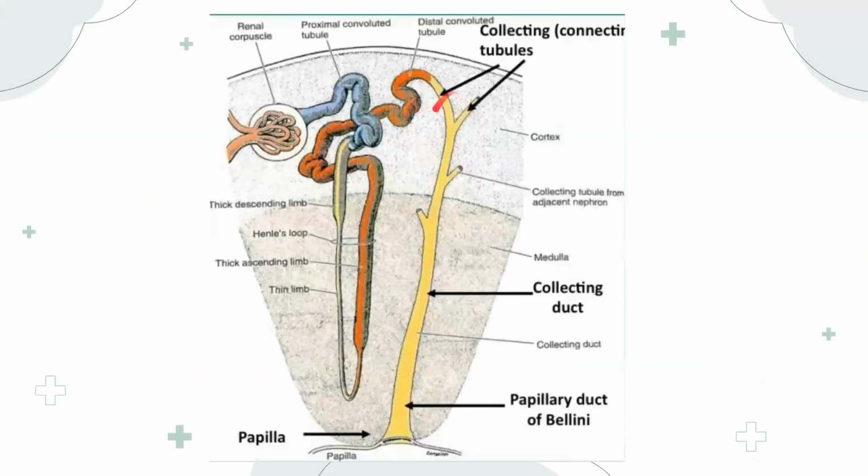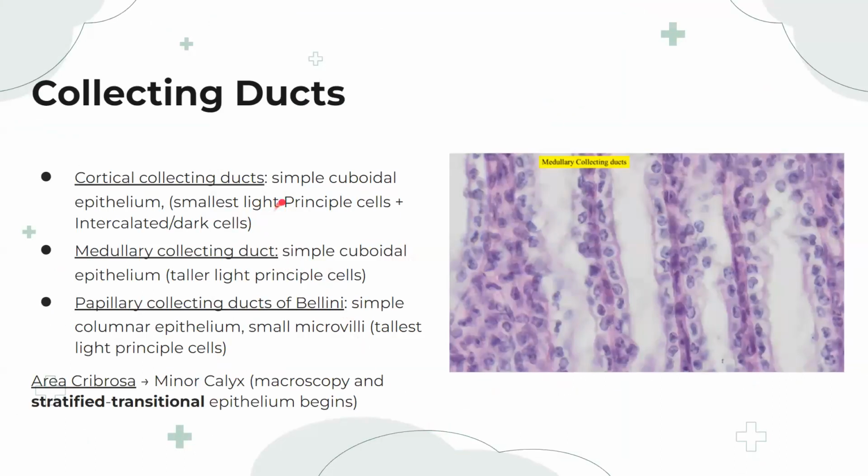As you can see right here, okay? Because this is the cortex, this is the medulla. This is the cortical collecting duct, the medullary collecting duct, and then the papillary duct of Bellini. So simple cuboid epithelium, once again. And then we have the light cells, we have the dark cells. Then we have the medullary collecting duct, which is once again simple cuboid epithelium.